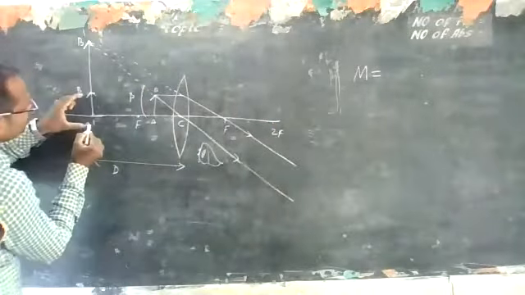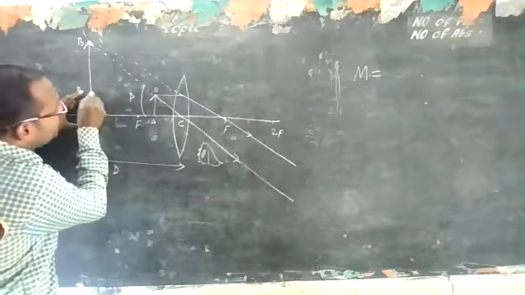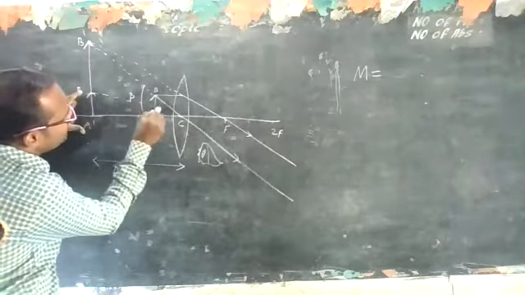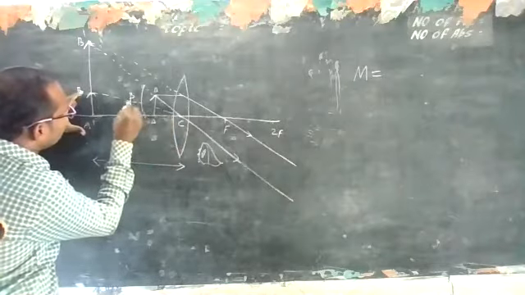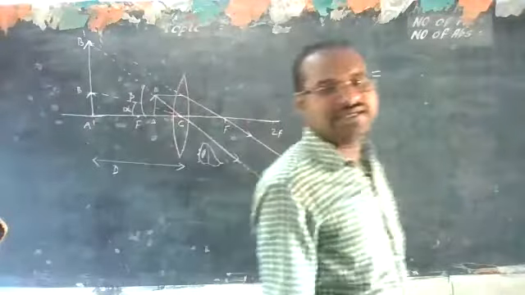Now, this is the object AB. This A dash B is also the object now. This object also makes some angle with the eye. That angle, let us call it alpha. Yes.